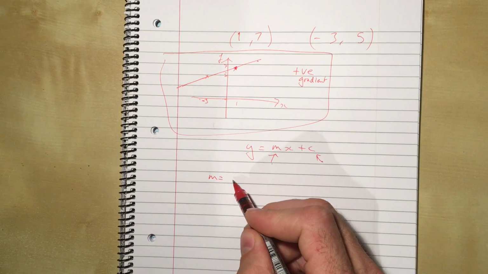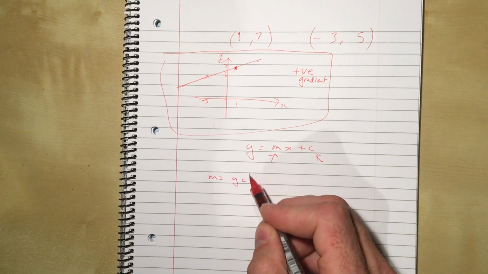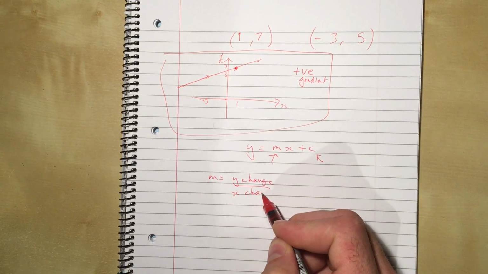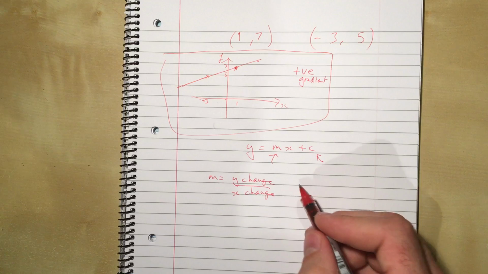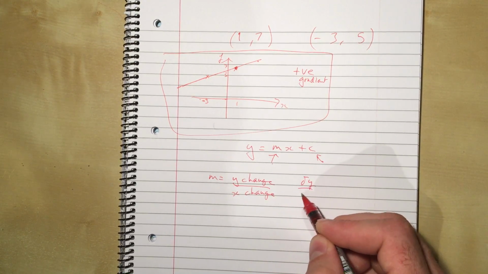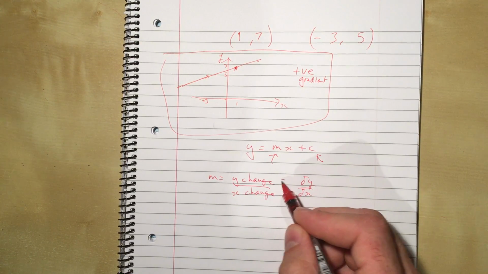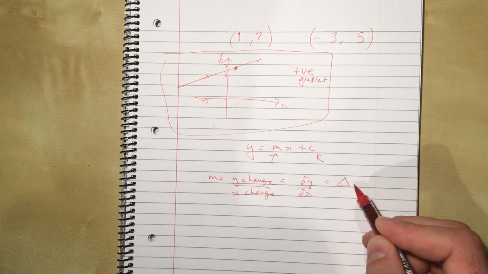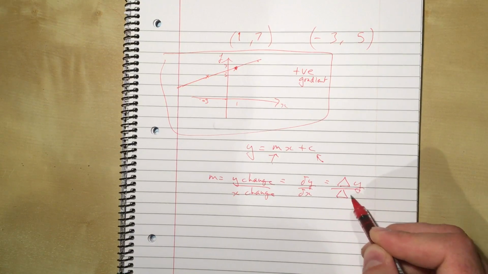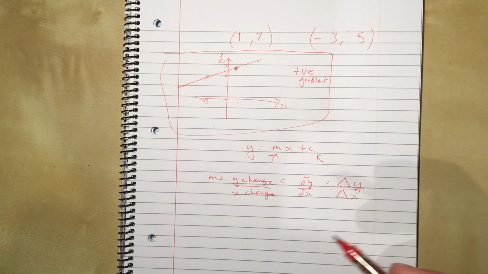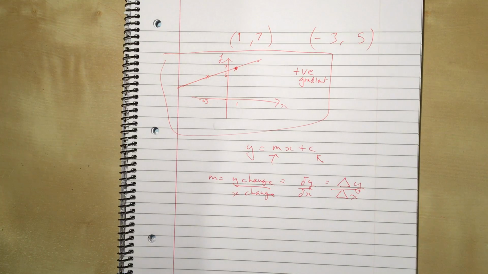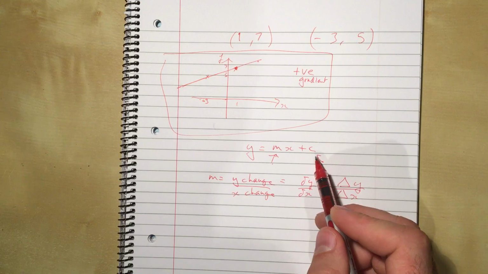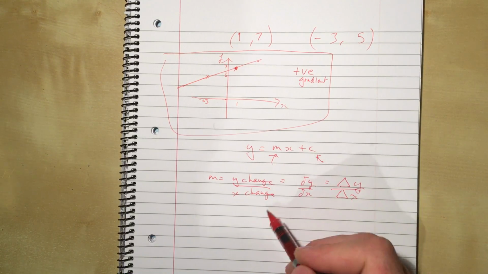Well, I'm going to remember that m, the gradient, is y change divided by x change. That is sometimes written as delta y divided by delta x. Delta is a Greek letter and it's often used to mean change, and that's a lowercase delta. Sometimes we write it with uppercase deltas. Either way, change in y divided by change in x. So how do I find the gradient? Change in y divided by change in x.